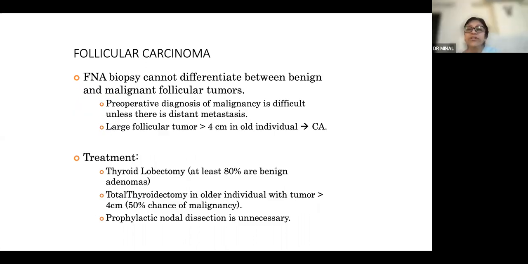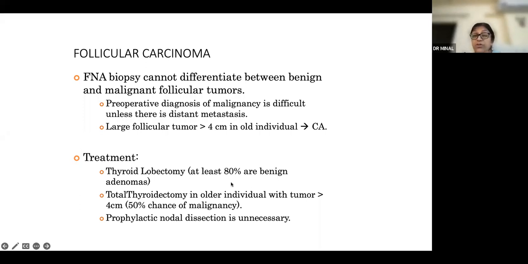FNAC cannot differentiate between the benign and malignant. So pre-op diagnosis is difficult. If it is more than 4 centimeters, go for a surgery. So go for a surgery means go for a lobectomy or a total thyroidectomy. Prophylactic nodal dissection is again unnecessary, but mostly the surgeons do it as a preventive measure.